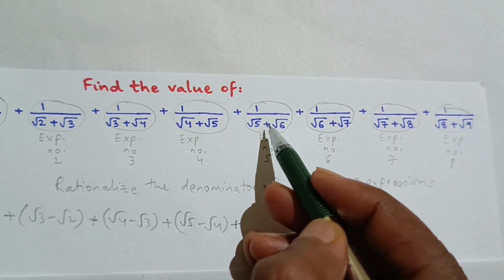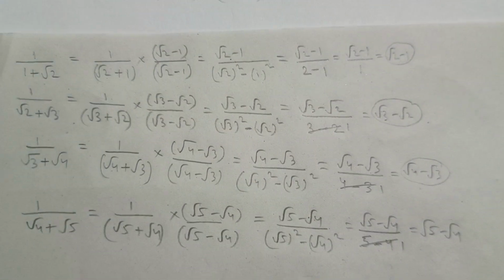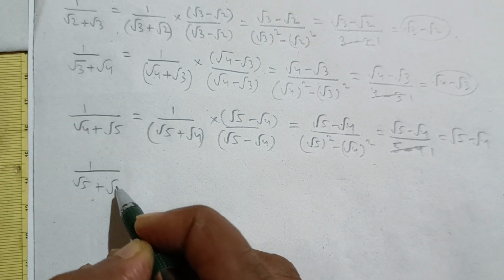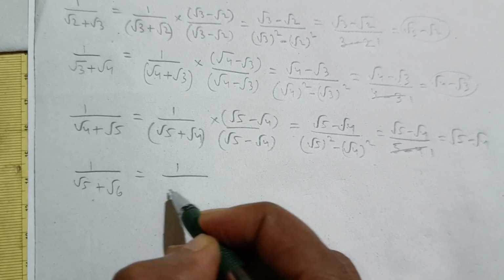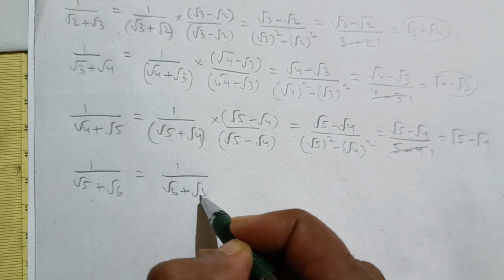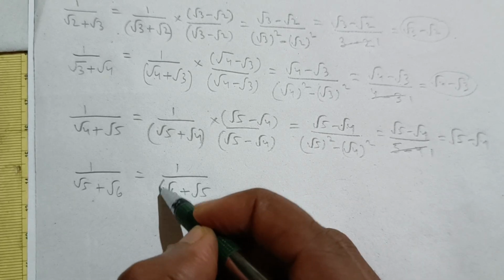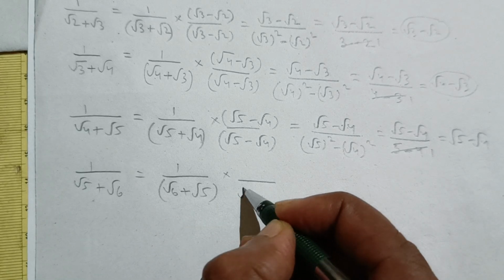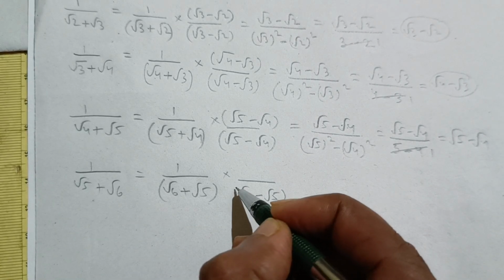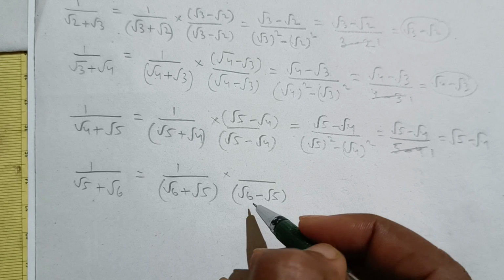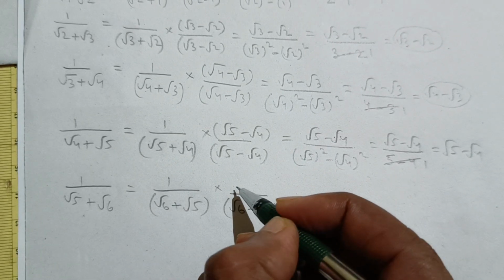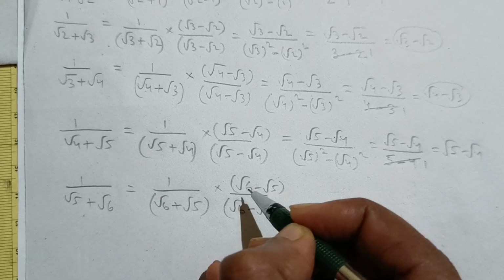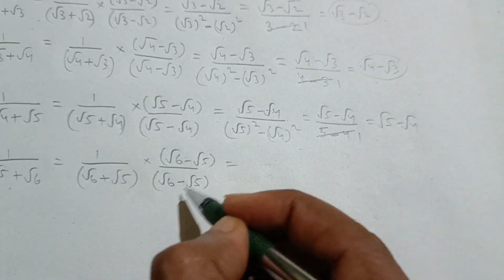Plus, now this one upon square root of 5 plus square root of 6. So I can write this as 1 upon square root of 6 plus square root of 5. In order to rationalize the denominator of this expression, I will multiply the denominator with square root of 6 minus square root of 5. And since I am multiplying the denominator with square root of 6 minus square root of 5, I will multiply the numerator also with square root of 6 minus square root of 5.